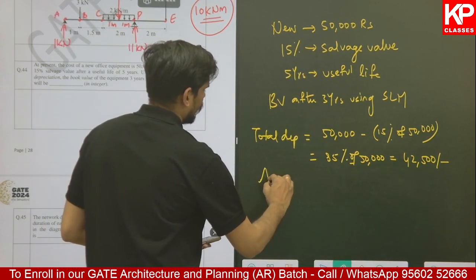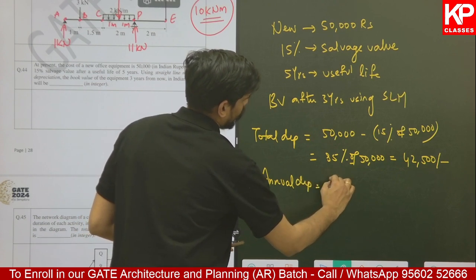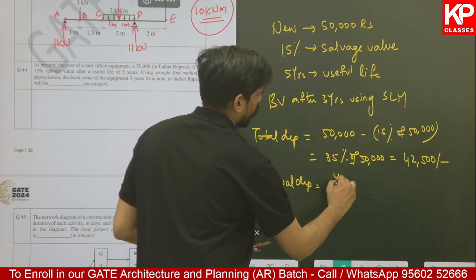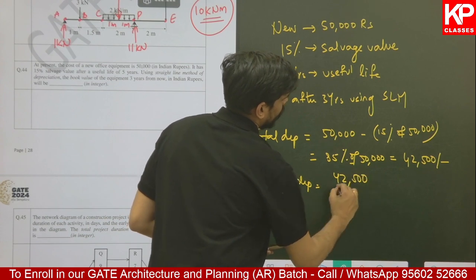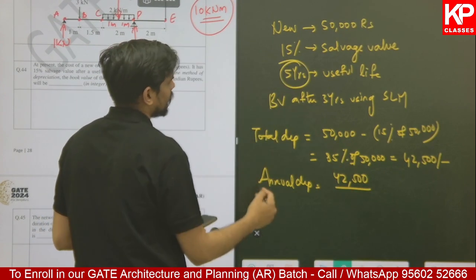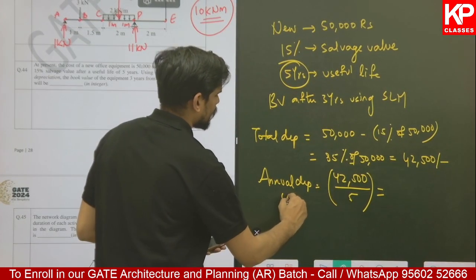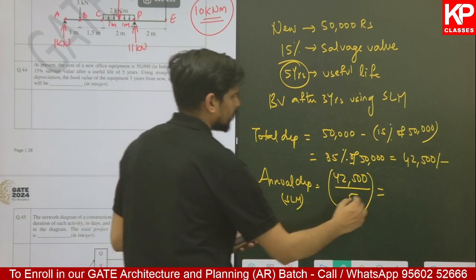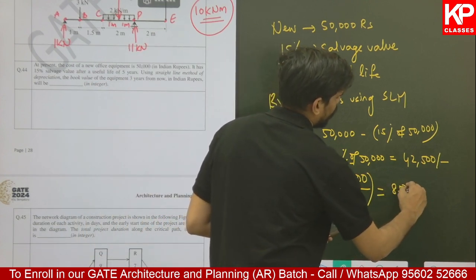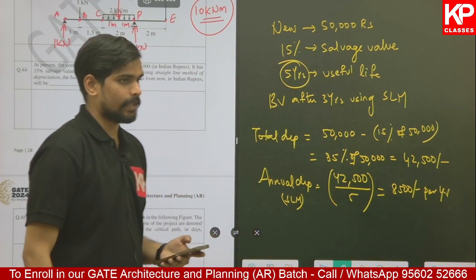Now, from this, you can find out the annual depreciation. Annual depreciation is total depreciation, that is 42,500, divided by the number of years in the useful life. How many years is the life? 5. So that will give you the annual depreciation using straight line method, SLM. That is coming out to be 8,500 rupees per year. That's the annual depreciation every year.